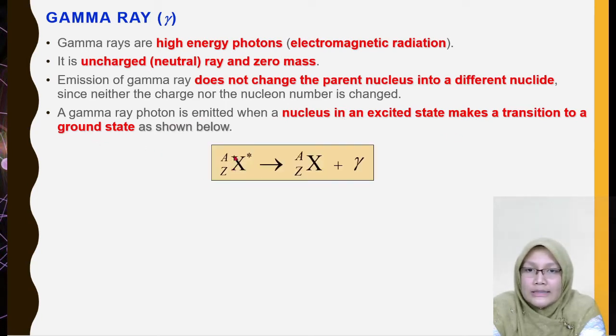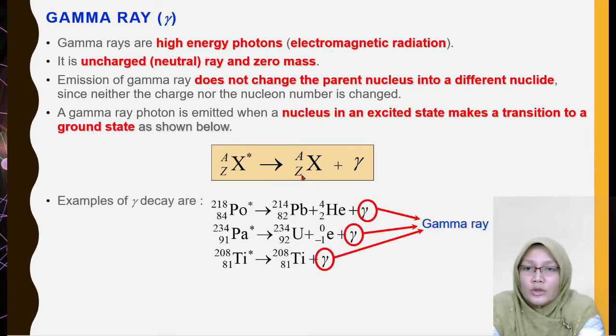Okay, awak tengok kat sini tak berubah pun A dengan Z, tapi simbol ni dia menunjukkan excited state. Energy level dia tinggi, so dia akan melepaskan gamma ray kat sini. Okay, contoh gamma decay, macam ni. Ni dia punya parent, ni dia punya daughter.